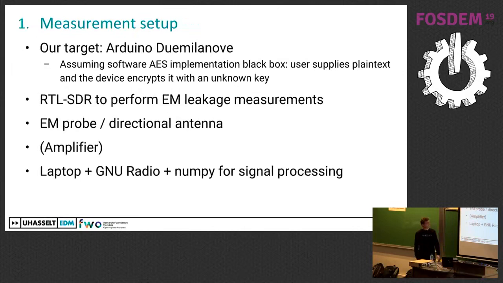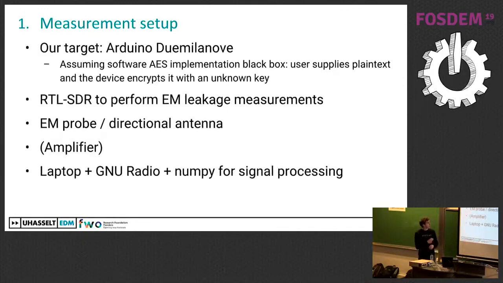Okay, so for the measurement setup, we already know our target is the Arduino. And we're going to assume that there's a software AES implementation running on the device. So what the victim has done is he has uploaded a program to the Arduino with a static key. So this one's fixed. And the attacker can only send plain text to the device. And the attacker can also then measure what the electromagnetic radiation is emitted by the device.